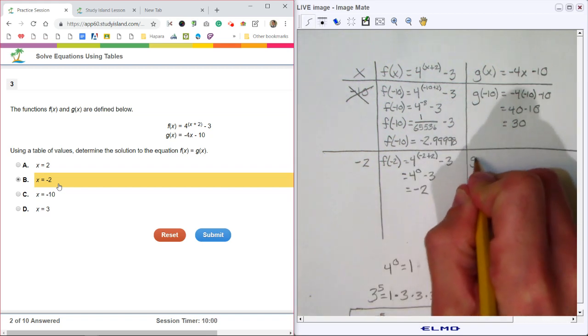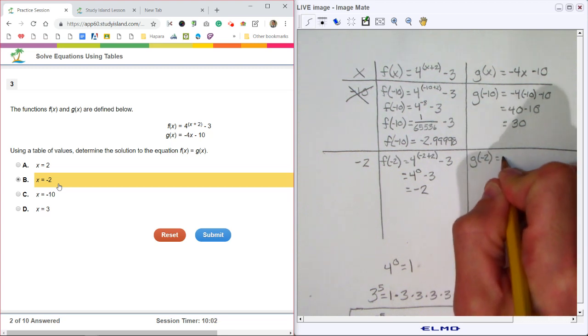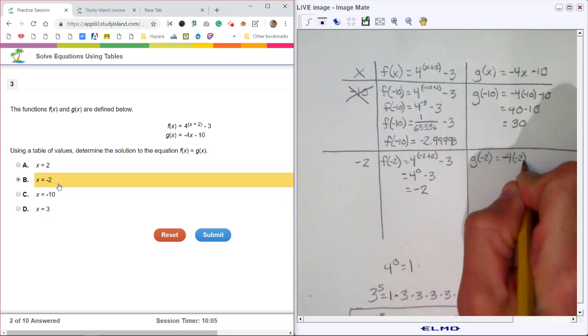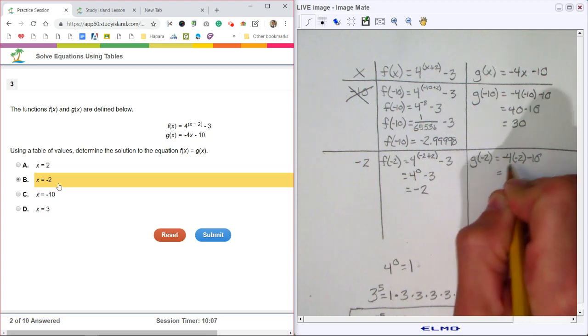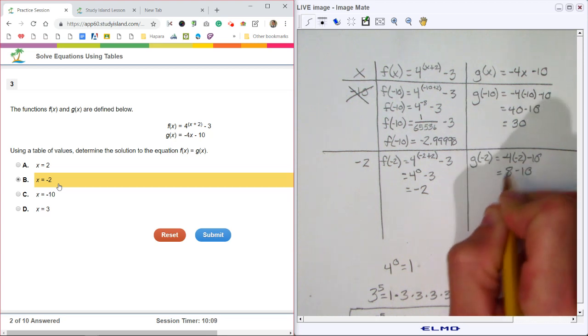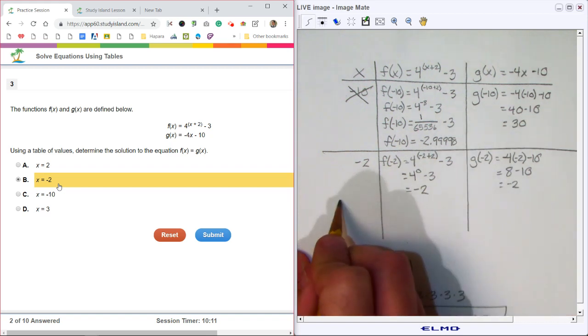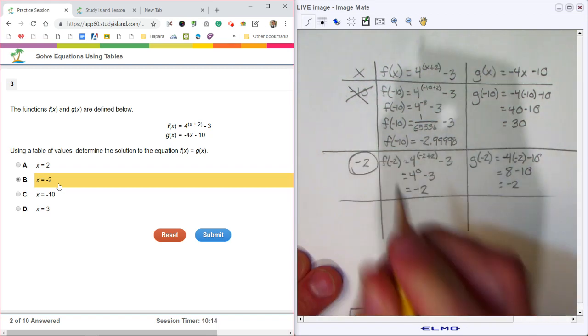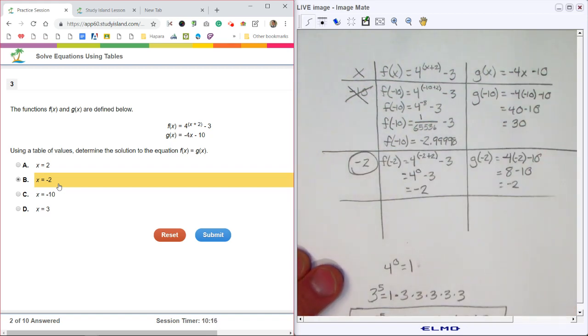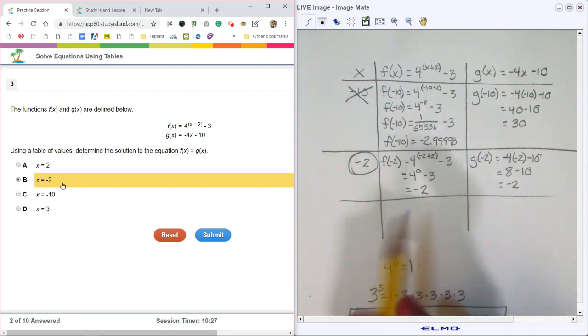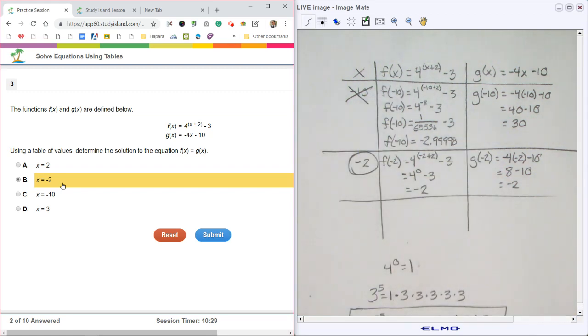Next, g of x, g of negative 2, is equal to negative 4 times negative 2 minus 10. That is equal to positive 8 minus 10, and that is equal to negative 2. We've got it. That's our answer, negative 2. Now, because all of these have only the one answer, we know we're done. But just because you put in a table and found one answer doesn't mean that is the only one. So in the future, you might have to continue your table to find more than one answer. But because of our multiple choice options, we know it's negative 2, and we can move on.